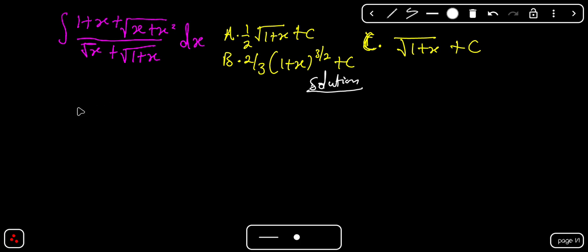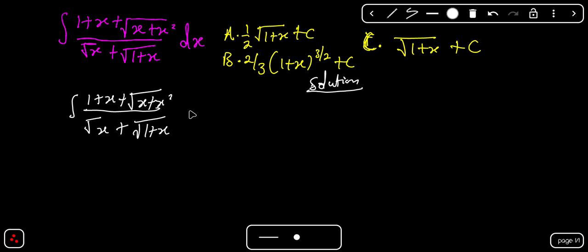Now, let me write out the question. Once again, we have the integral of 1 plus x plus square root of x plus x raised to the power of 2 over square root of x plus square root of 1 plus x dx. Well, this question, looking at it, is a little confusing, but we're going to use a simple method in solving this question. Now, do you know that you can rewrite the numerator in this way?